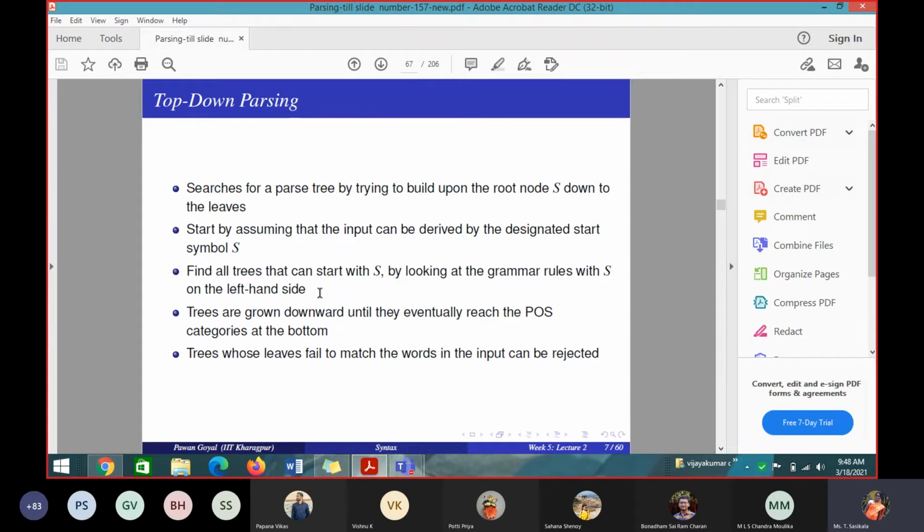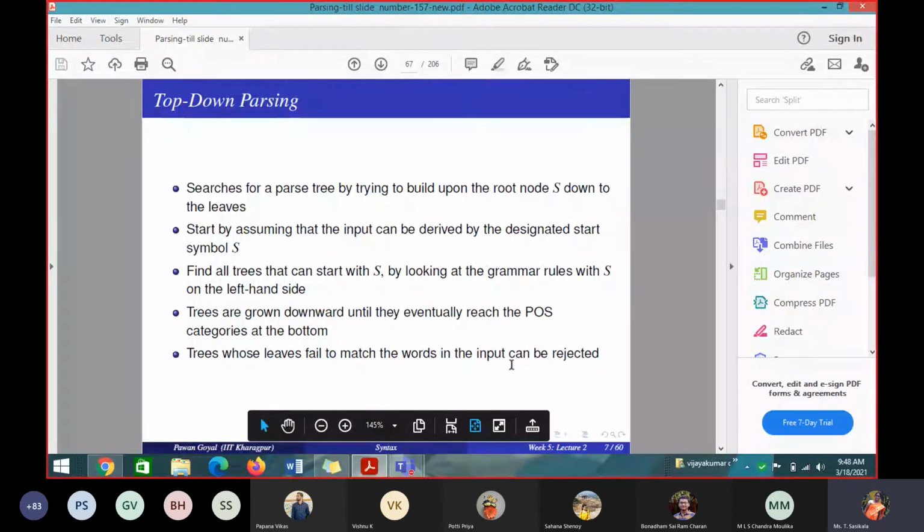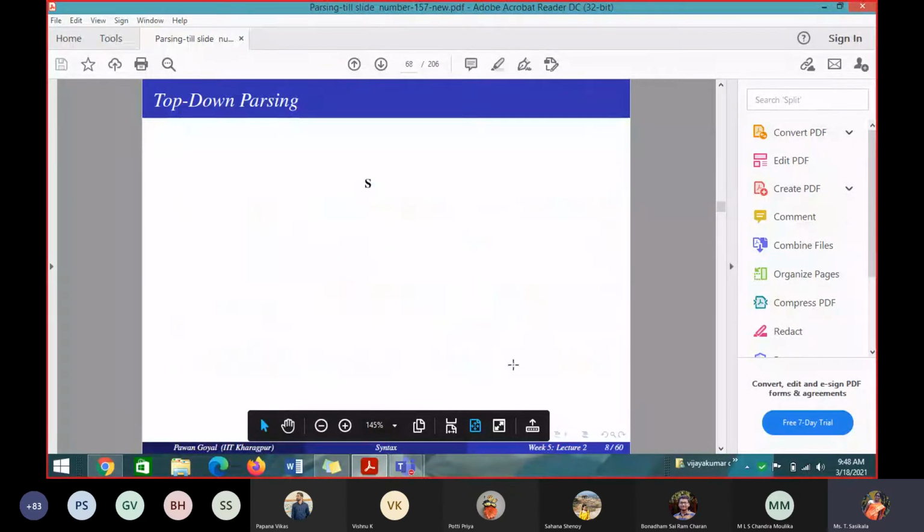For example, if I take S gives auxiliary NP VP, what does auxiliary give? If I start with this S combination, S gives auxiliary NP VP, auxiliary verb gives does. Does matches with the word, what is my first word? Should be book. Does matches with book? No. So this is wrong. That way trees whose leaves fail to match with the words in the input can be rejected. So that path is rejected. So we'll start here now.